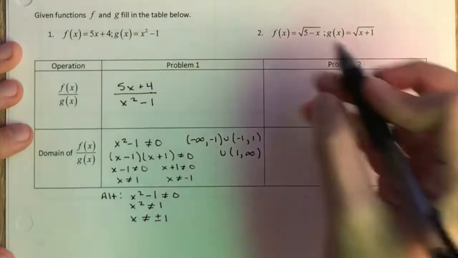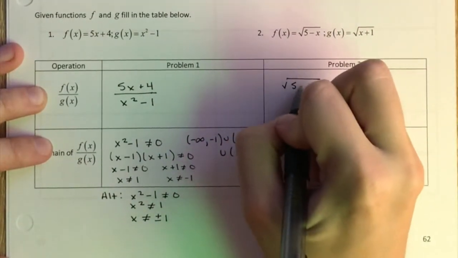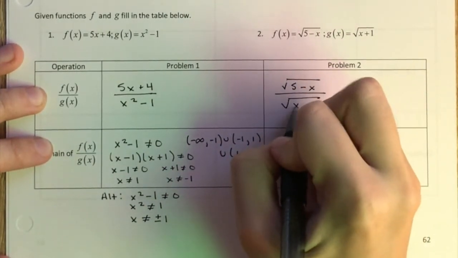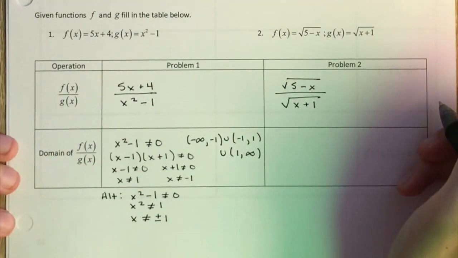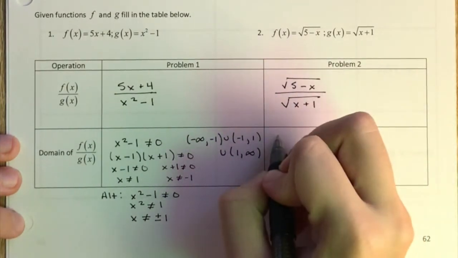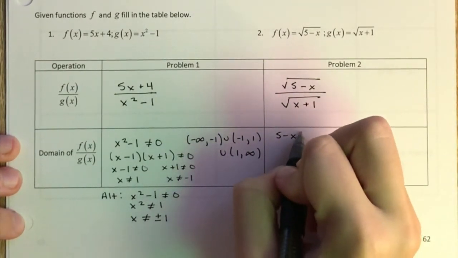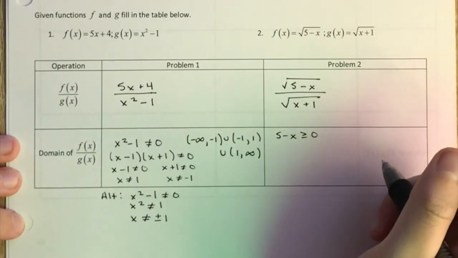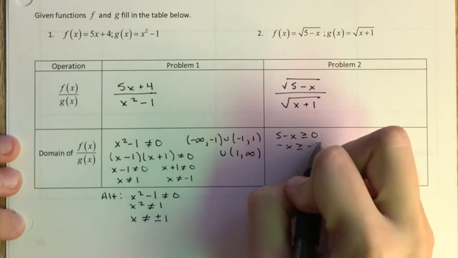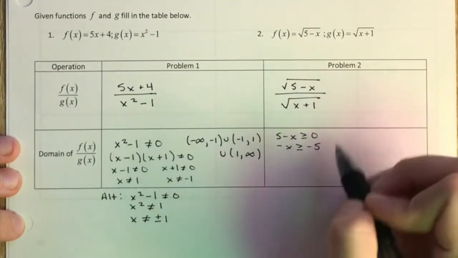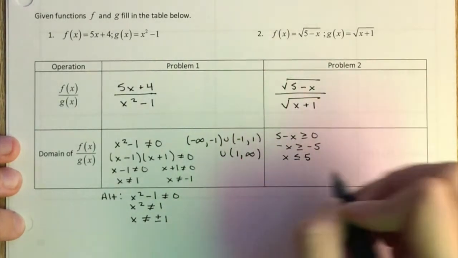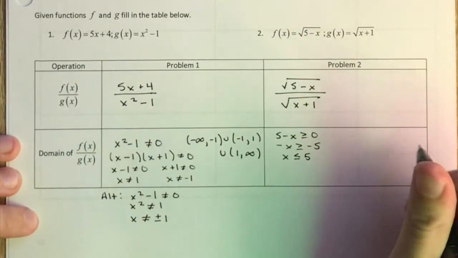All right, problem 2. f of x is the square root of 5 minus x. g of x is the square root of x plus 1. So we have a square root in the numerator, which means that we need whatever's underneath to be greater than or equal to 0. We have negative x is greater than or equal to negative 5. We divide by negative 1, but when we do that, we have to flip the sign. So we have x is less than or equal to 5.